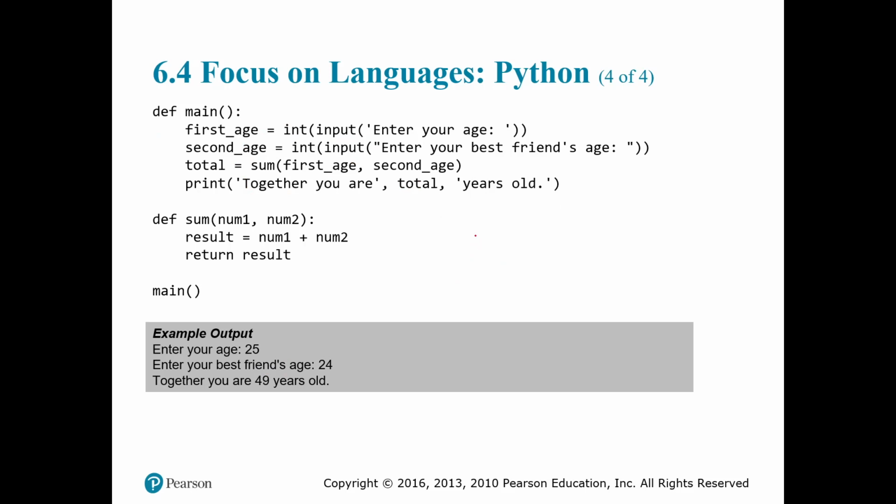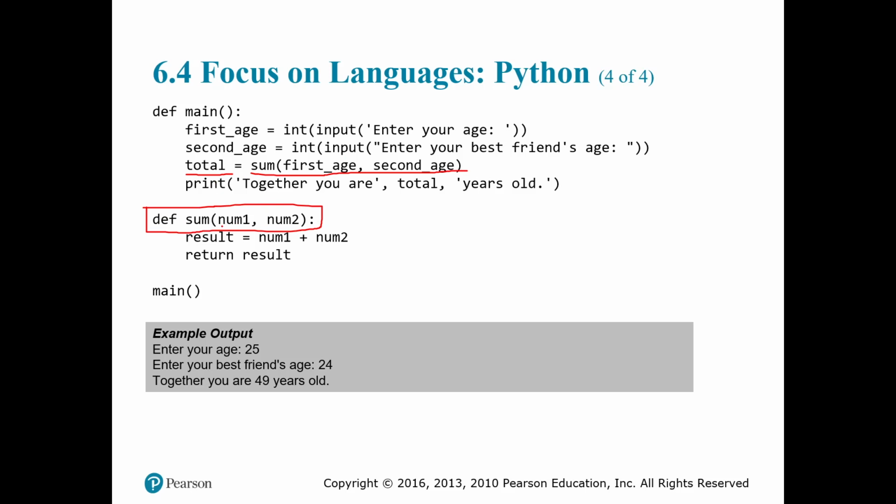Here is a little example with code. So we have our main, definition main. Then we have our first age and we ask the user for input. Enter your age. Then we ask for the second age. Enter your best friend's age. Then what we do is we have a variable called total, and we assign it the return value that will come from a function called sum, as you can see here. Now let's look for our sum function.